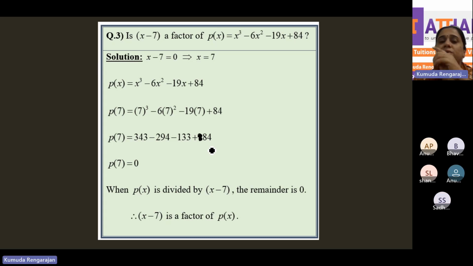So remember, if you have to check if it's a factor, you must find the remainder. How do you find the remainder? You should find P of 7. See what answer you're getting for P of 7. We are getting 0. That means the remainder on division is 0. So since the remainder is 0, it is a factor. If you get some other number, not 0, it's not a factor.